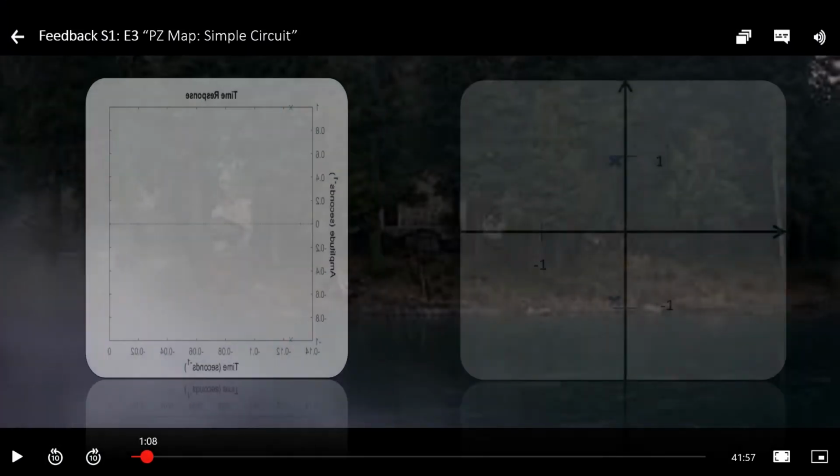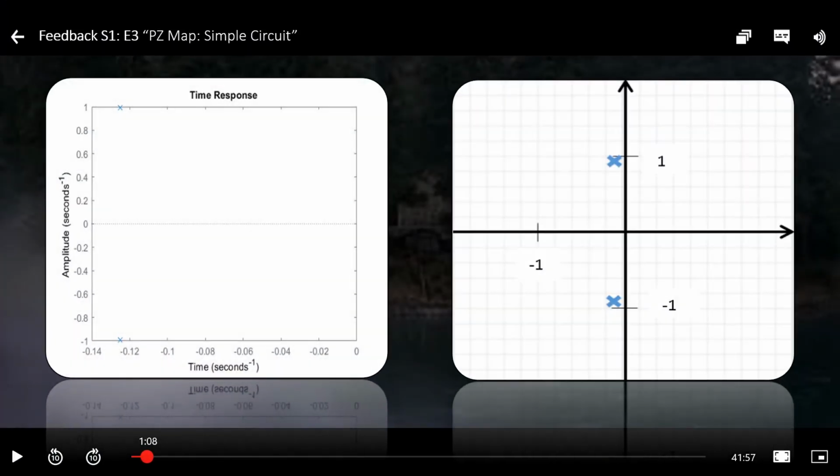Here is our PZ map for the simple RLC circuit. As we can see, it has two poles and no zeros.